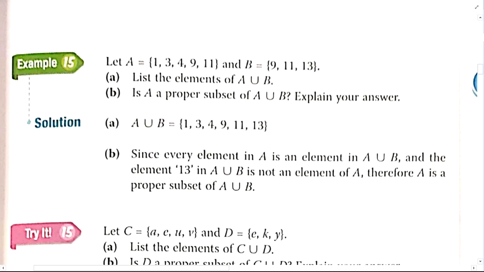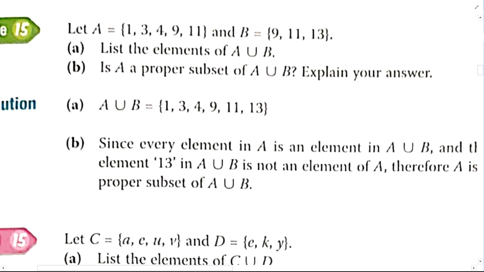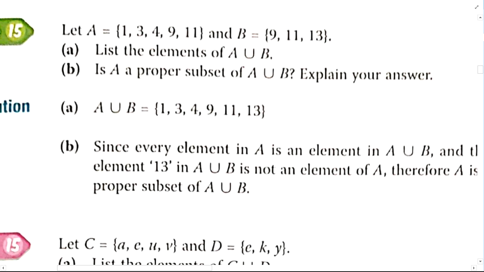Let's try questions. I've got set A with the elements 1, 3, 4, 9, 11, and set B with 9, 11, 13. Look at these two sets. Are there some elements that are common? 9, 11. Any more? These two are common, right? Can I say that 9 and 11 are found both in A and B? Yes, very good.